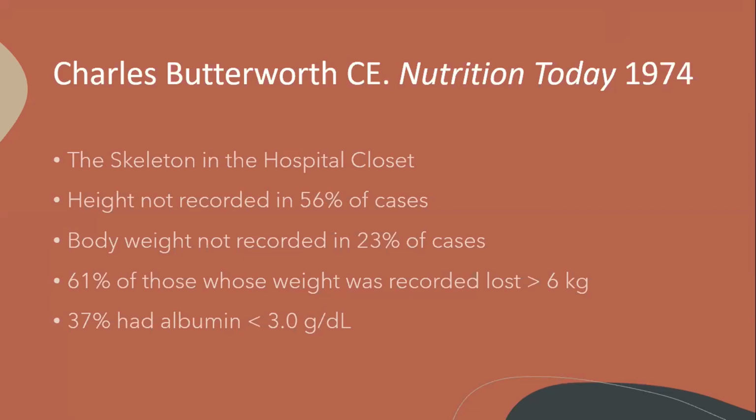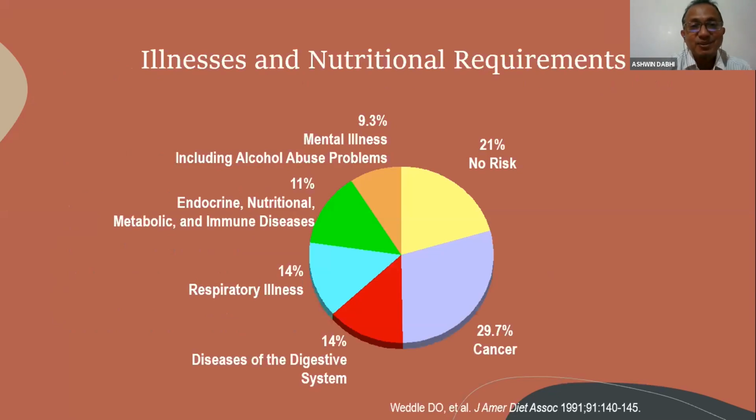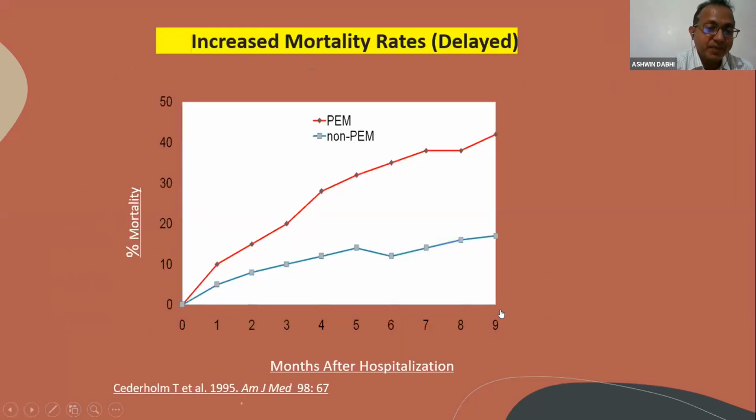So Dr. Charles Butterworth defined it as a skeleton in the hospital closet. You tell me which illness does not lead to malnutrition. So every disease, whether it is an infectious disease, a digestive system disorder, cancer, or metabolic disorders, all kinds, 80% of the diseased population is at risk of malnutrition.